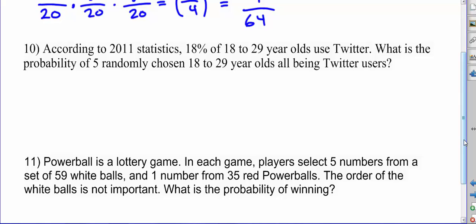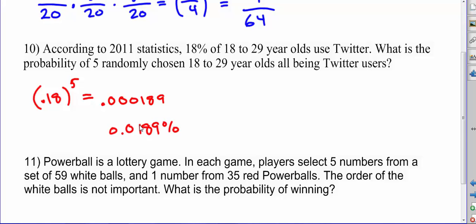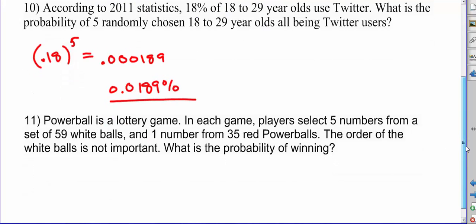So what is the probability of 5 randomly chosen 18 to 29-year-olds all being Twitter users? Well, what we would do in this case is just take the probabilities of each one. So if we have 1, it's 18%. I'll just write it in decimal form, 0.18. And then we're going to multiply it 5 times. So effectively what we've got here is 0.18 to the 5th power. Punching that in on the calculator, we get 3 zeros, then a 1, 8, and 9. If you wanted to write it as a percentage, it would be 0.0189%.